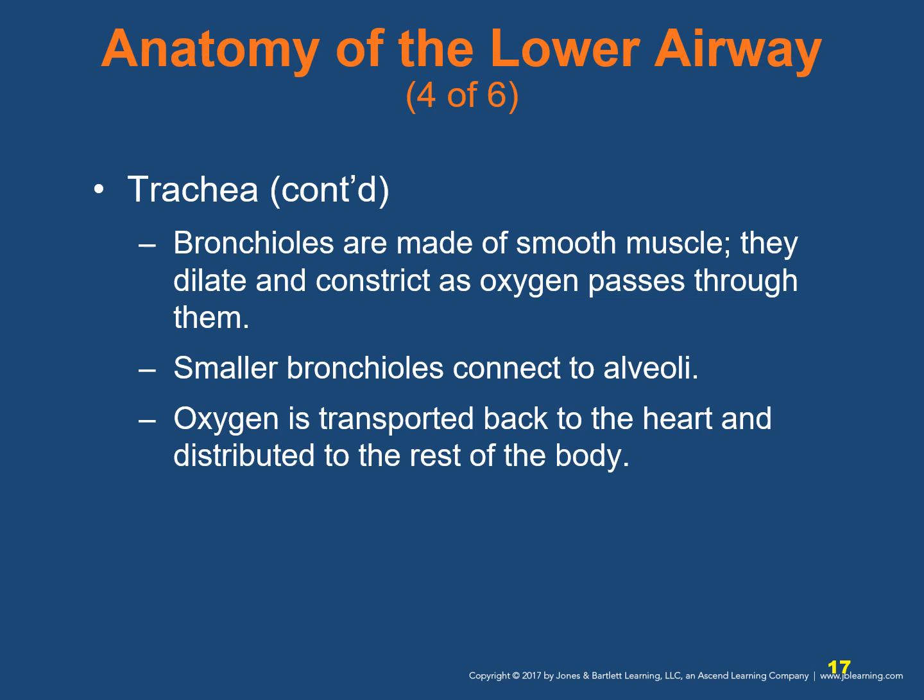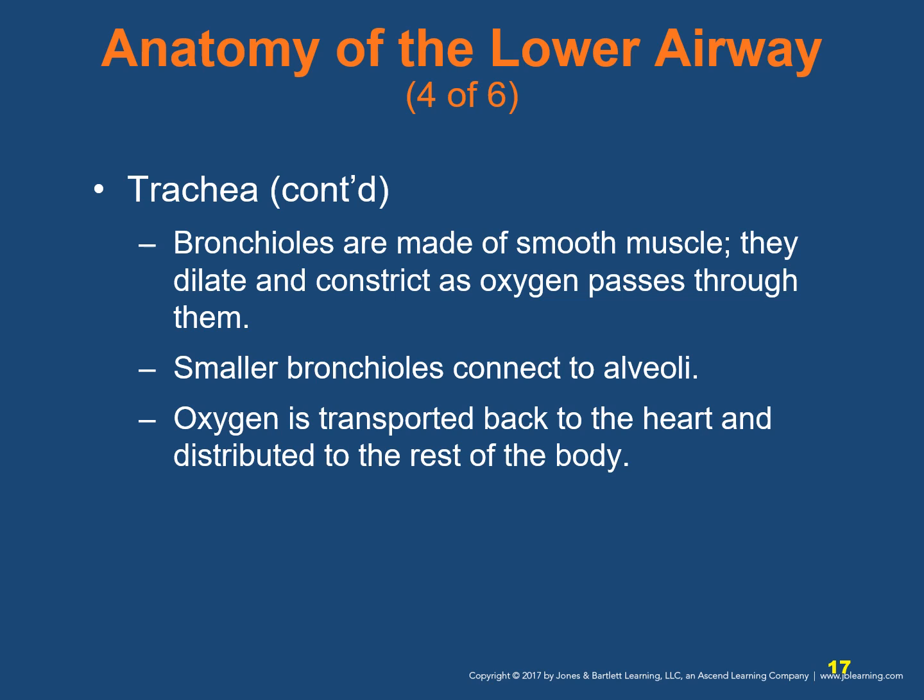Bronchioles are made of smooth muscle, and they dilate and constrict as oxygen passes through them. Smaller bronchioles are connected to alveoli. This is the level where oxygen and carbon dioxide are exchanged. Alveoli are millions of thin-walled, balloon-like sacs. Alveoli are surrounded by blood vessels, which are called pulmonary capillaries.